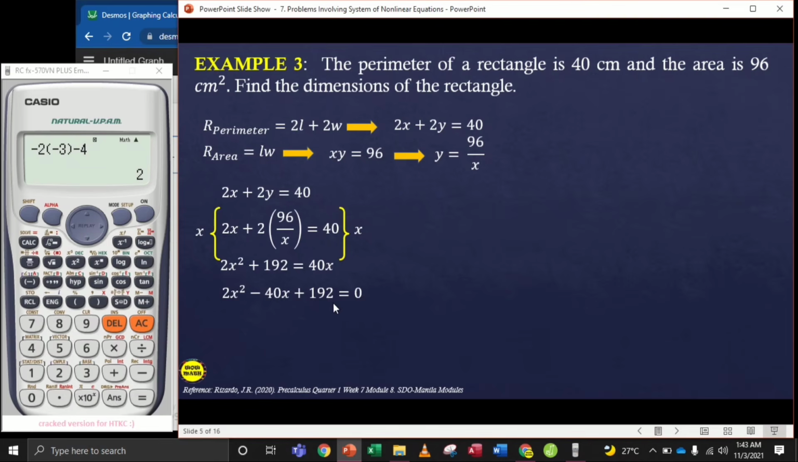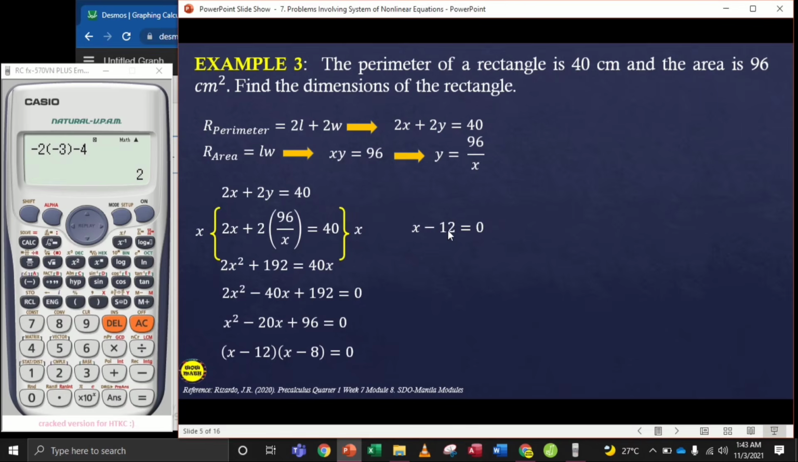So, ito class, pwede pa natin paliitin, okay? Kasi pwede sila i-divide by 2. So, kapag dinivide natin ito by 2, magiging x squared, negative 40 divided by 2, that is negative 20x, 192 divided by 2, that is 96. So, mula dito, pwede na natin ito i-factor. So, ma-factor natin ang x squared minus 20x plus 96 as x minus 12 and x minus 8. So, solve for x.